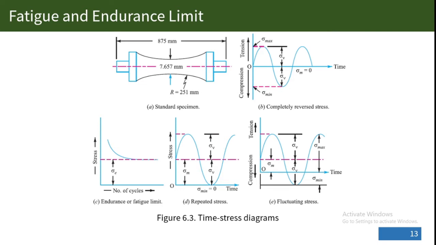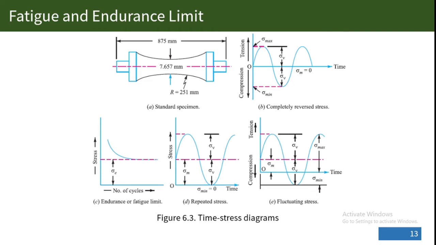And the results are plotted in a stress cycle curve as shown in 6.3c. So in 6.3c we can see here a stress cycle curve. A little consideration will show that if the stress is kept below a certain value, as shown by the dotted line in c, the material will not fail whatever may be the number of cycles. So this dotted line indicates that whatever the number of cycles, the material will not fail.